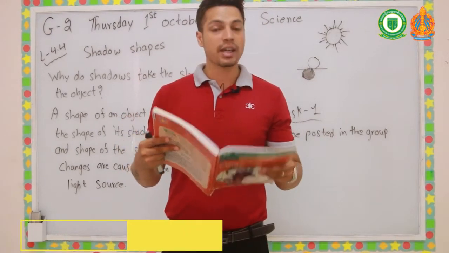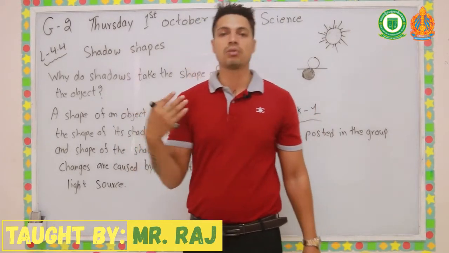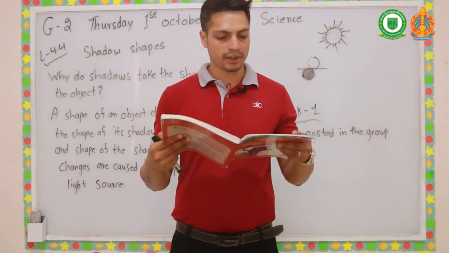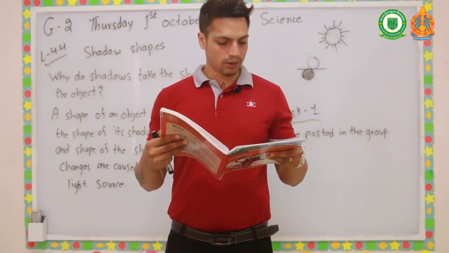Shadows have no color, they are always dark. As you know, when you see a shadow, it's always dark, it's always black in color. Shadows have no color. Shadows have no details like eyes or mouth.